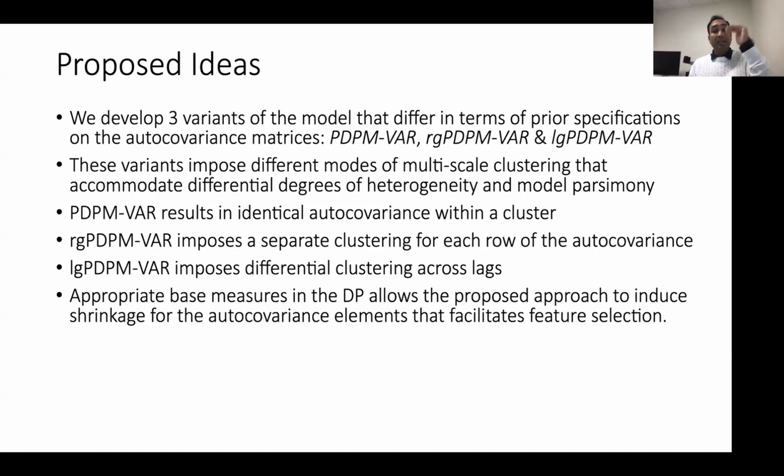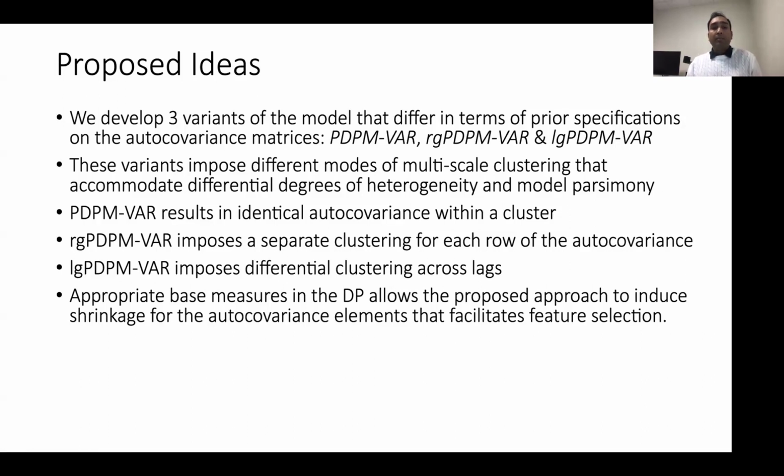And then the row generalized VAR model actually imposes a separate clustering for each row of the autocovariance. So this is where we are breaking down the autocovariance matrix, which is a really high dimensional object, into smaller chunks, and then we're imposing independent DP priors on the different chunks of the autocovariance matrix. In this particular case, by chunks, we demarcate each chunk as a row. So we impose a DP separately on each row of the autocovariance matrix. And then the lag generalized PDPM VAR imposes differential clustering across lags. And we're not going to talk about it in this presentation for the sake of time.